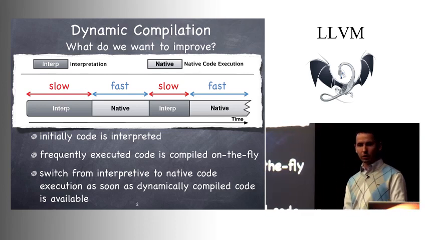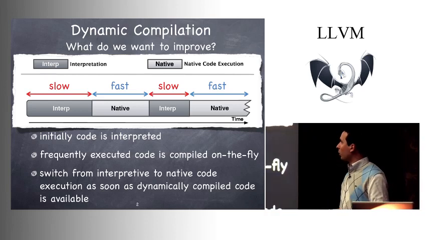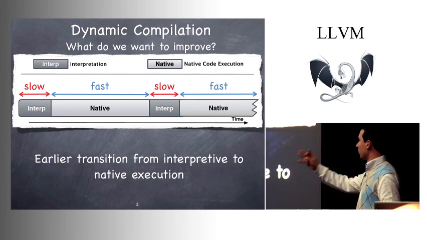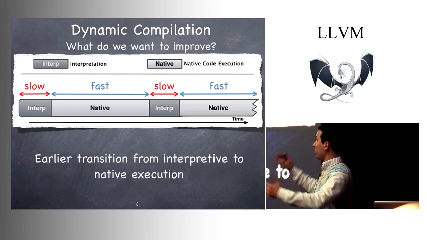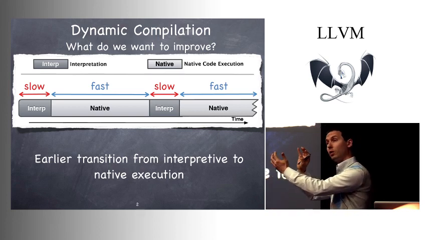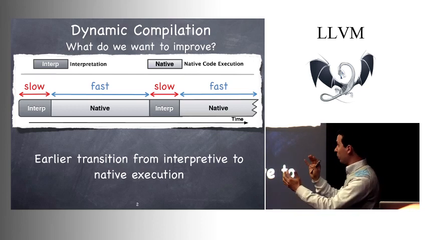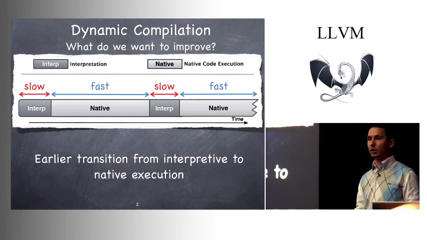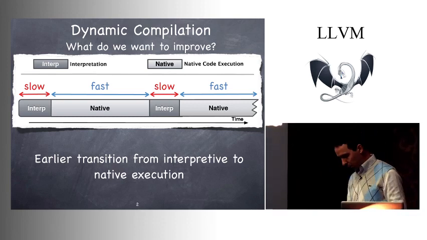So what my talk is all about today is I want to show you what we did in order to enable an earlier transition from this interpretive to native execution mode. We were trying to make this interpretive bit at the beginning, where we discover application hotspots and compile them, much smaller, so this transition can be done earlier, and you can remain in this highly optimized code for longer. So let's look at an example.